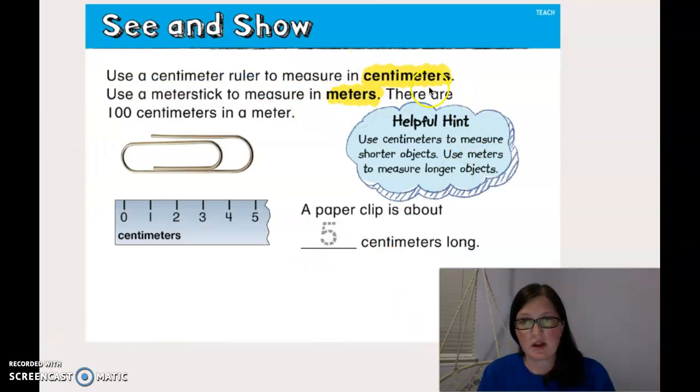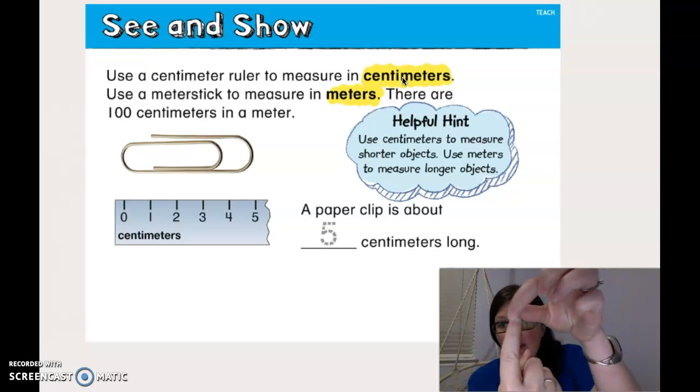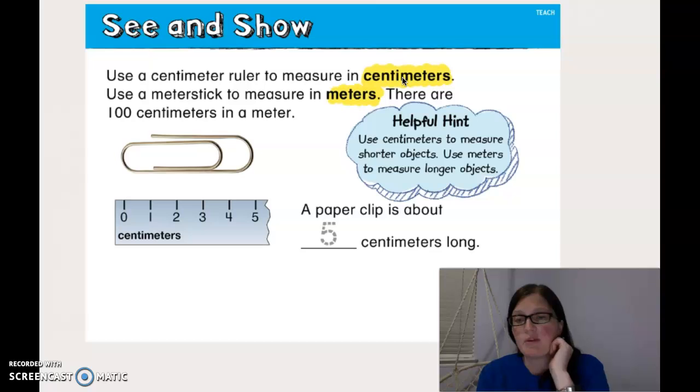Let's look at this one with our vocabulary words, okay? So we can use a centimeter ruler to measure in centimeters. Centimeters are the smaller ones, about the width of my finger across here. Yours might be closer to your thumb. Check and see. That way you have a good reference for how you can estimate your centimeters. And then it says use a meter stick to measure in meters. There are 100 centimeters in a meter, okay?